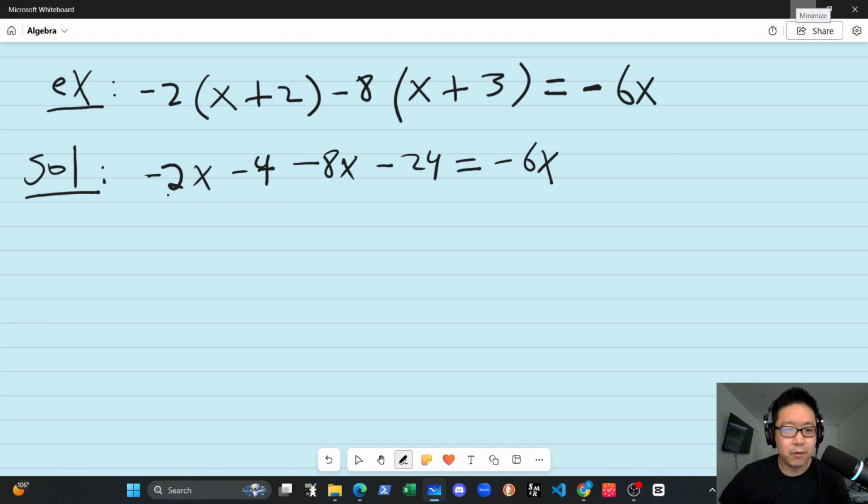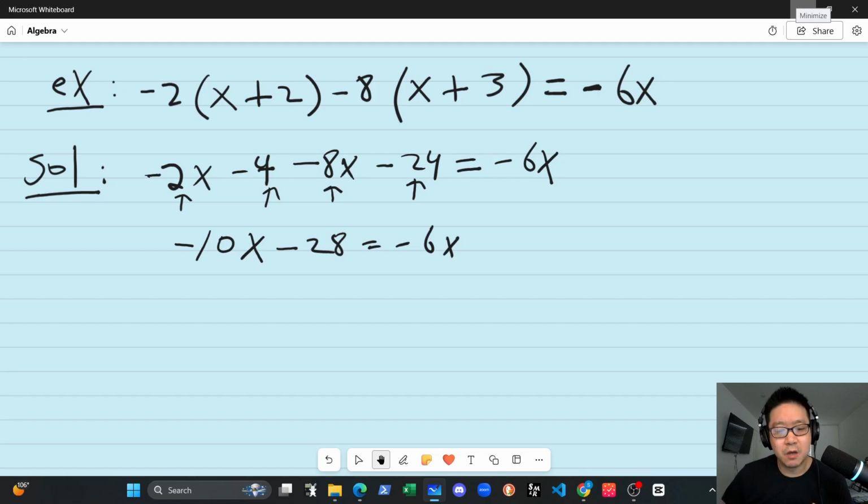And once again, we can further simplify. So here we have negative 2x and negative 8x. When we combine the two, we get negative 10x. And then here we have negative 4 and negative 24, which is negative 28 equals negative 6x. And now we can apply our second step to the process, which is to move the variables to the left side and everything else to the right side.